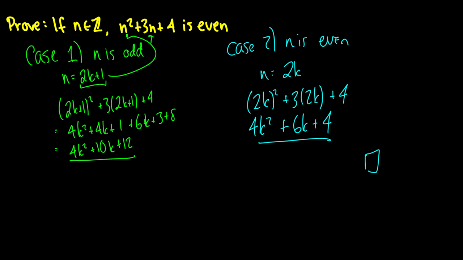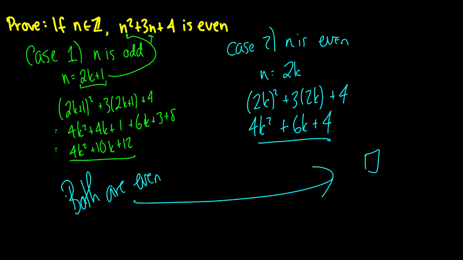So because we've proven that both cases are even, independently both can become even, we can conclude that n squared plus 3n plus 4 is always going to be even if n is an integer. So that is a very specific example of a proof by case. Honestly, there isn't much more to that.